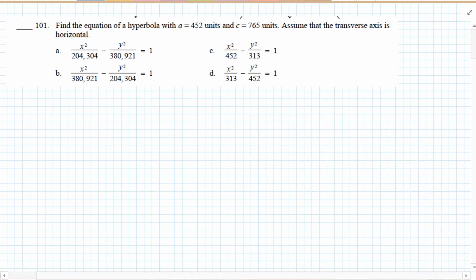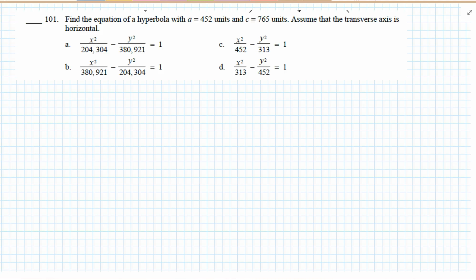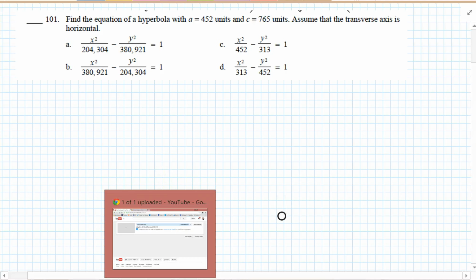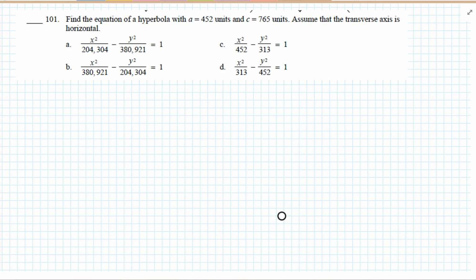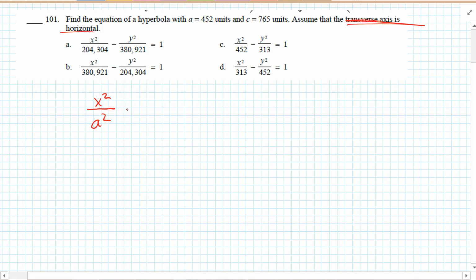101. Find the equation of the hyperbola with a equals 452, c equals 765, and assume the transverse axis is horizontal. Okay, so what we know is, if the transverse axis is horizontal, the base equation is x squared over a squared minus y squared over b squared equals 1. We know our a value. Our a value is 452.